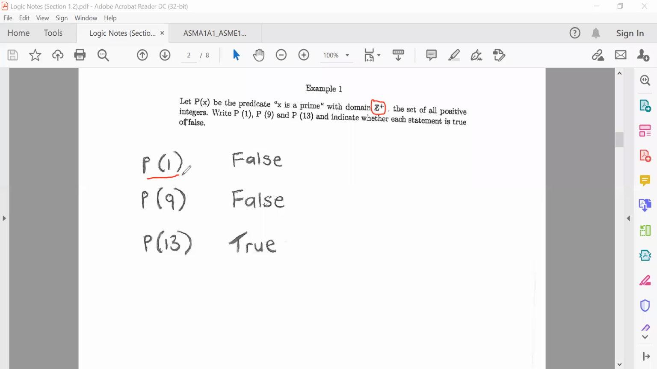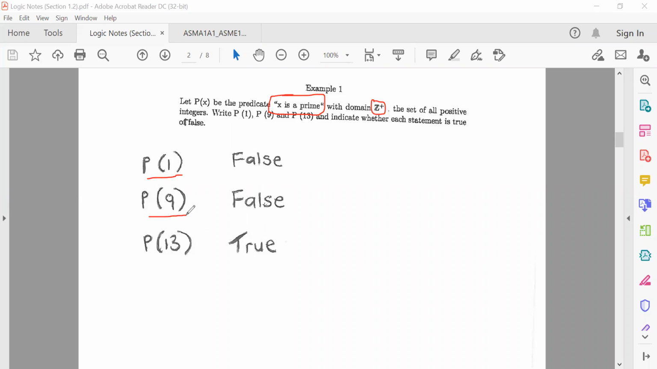So P(1) you're going to read in this form: is 1 a prime number? The answer is false. I'll go back to the definition of a prime number. We say a prime number is a number that has just 2 factors, and the 2 factors are 1 and itself. So 1 cannot be a prime number because it has 1 factor, just itself. So 1 is definitely not a prime number. You need 2 factors.